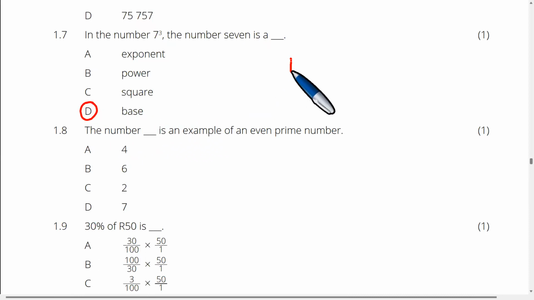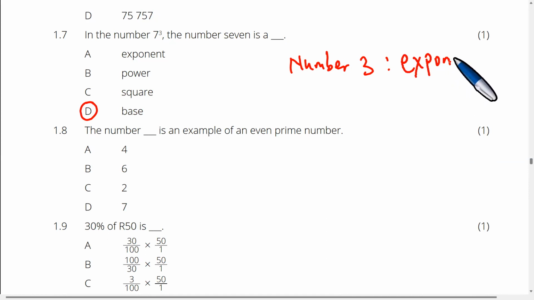Right, what about the number 3? What is it called? An exponent. It is called an exponent.